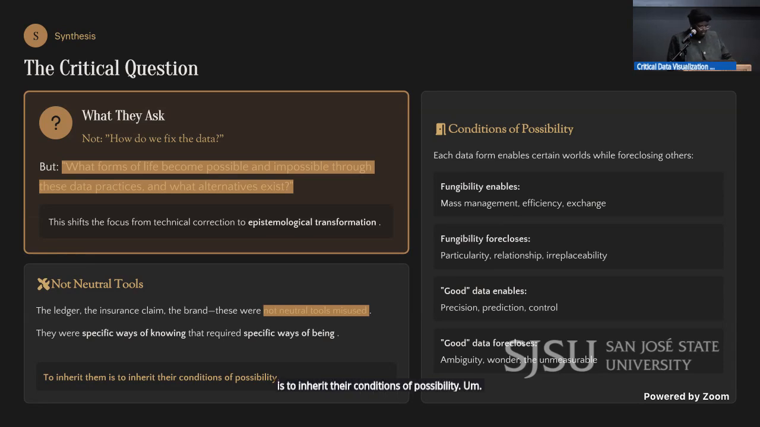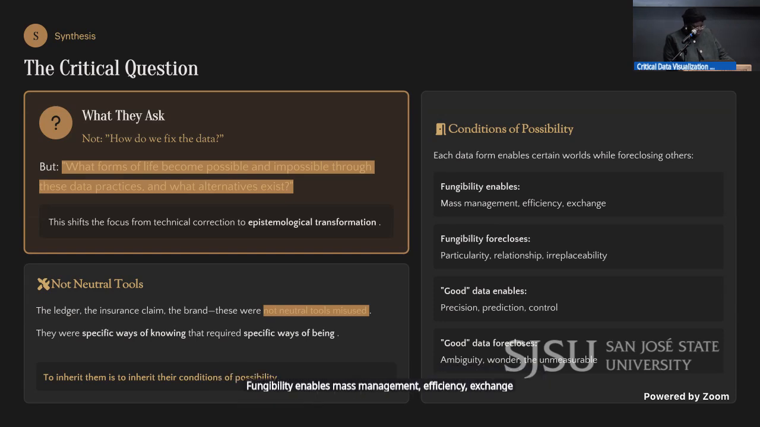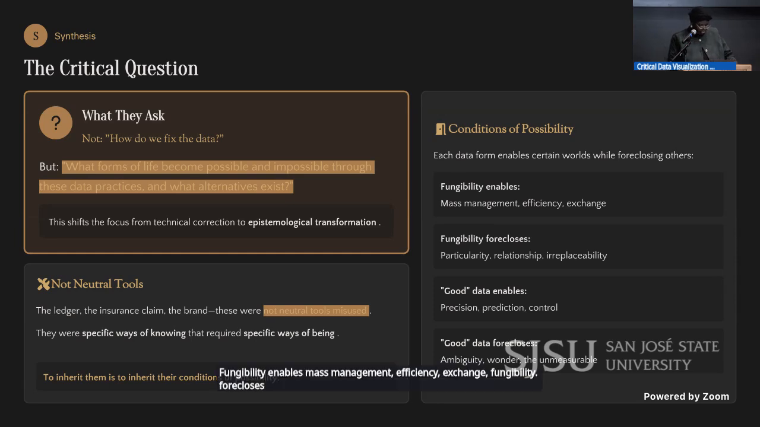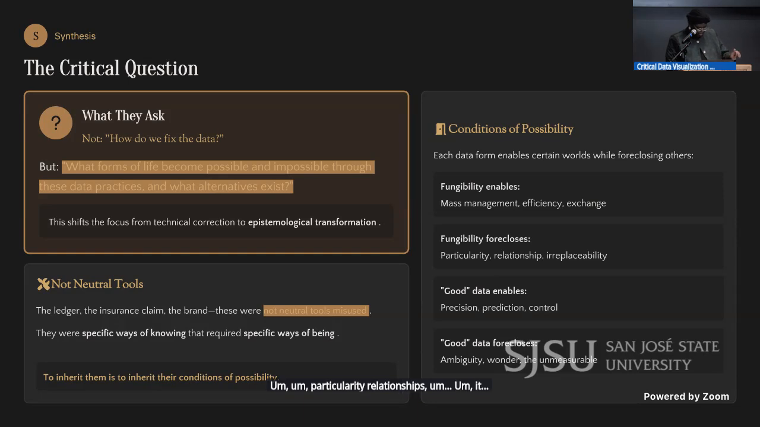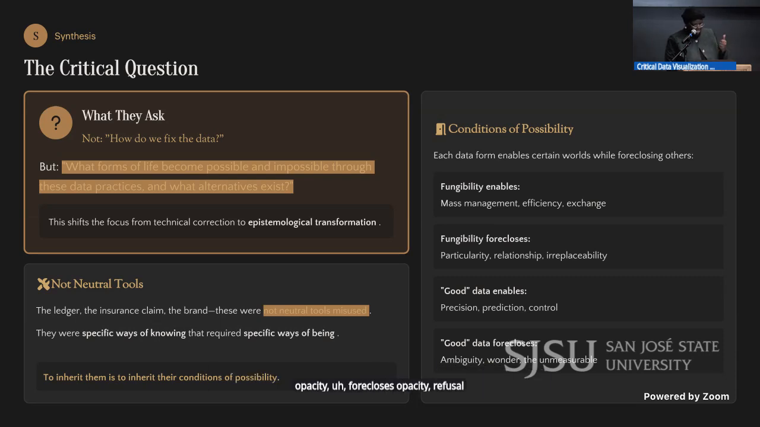Each data form enables certain worlds while foreclosing others. Fungibility enables mass management, efficiency, exchange. Fungibility forecloses particularity, relationships, irreplaceability, Spillers. Good data enables precision, prediction, control. Good data forecloses ambiguity, wonder, the unmeasurable, McKittrick. Biometric data enables identification, tracking, governance. Biometric data forecloses opacity, refusal, the right to be unknown, Browne.